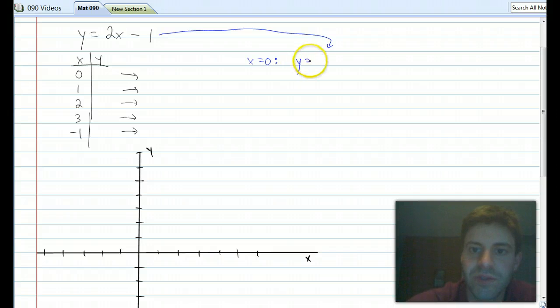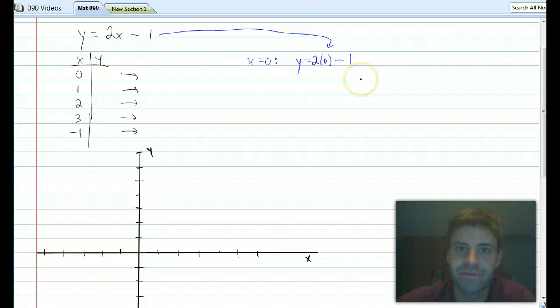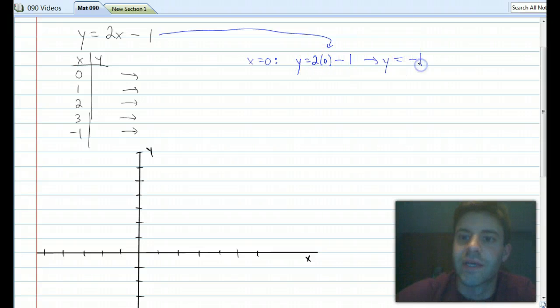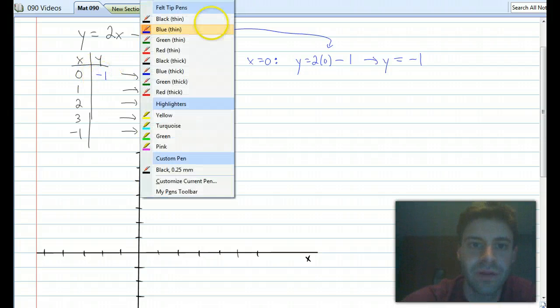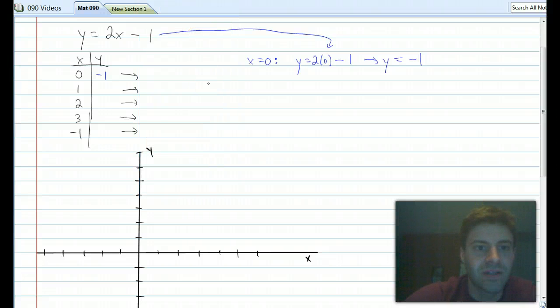We're going to substitute in x equals 0. And what does that give us for y? Well, y is going to be 2 times 0, which is 0, minus 1. So that's -1. So our y value that corresponds to x equals 0 is -1.